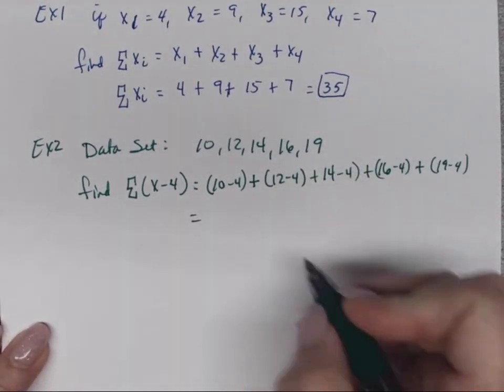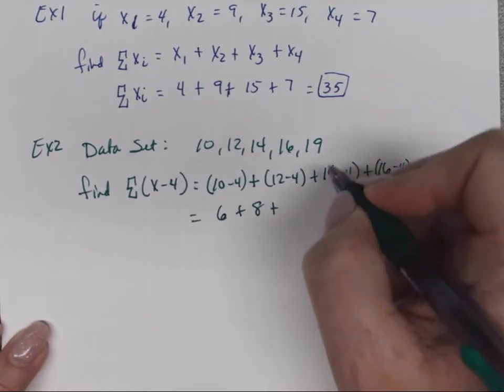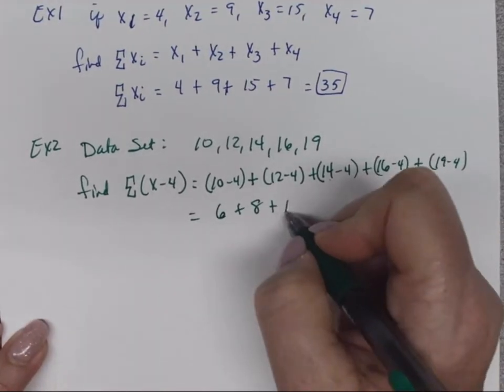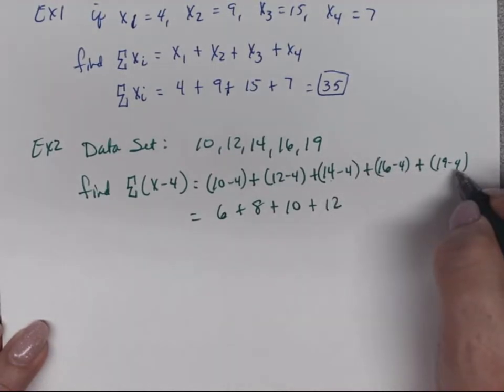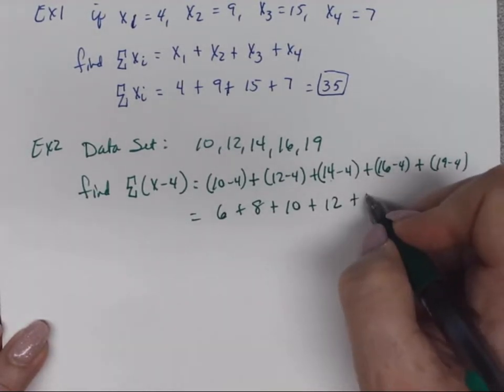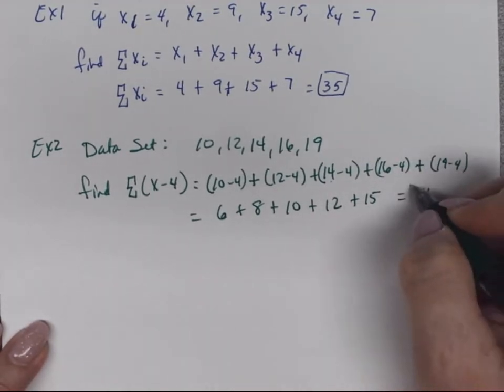So 10 minus 4 is 6, 12 minus 4 is 8, 14, forgot a parenthesis, minus 4 will be 10, 16 minus 4 is 12, and 19 minus 4 is 15. When we add those together, we get a total of 51.